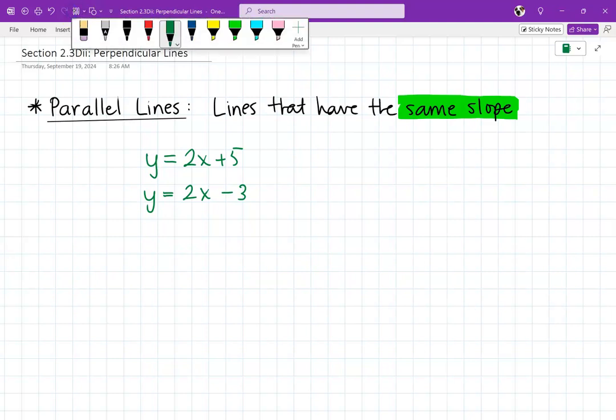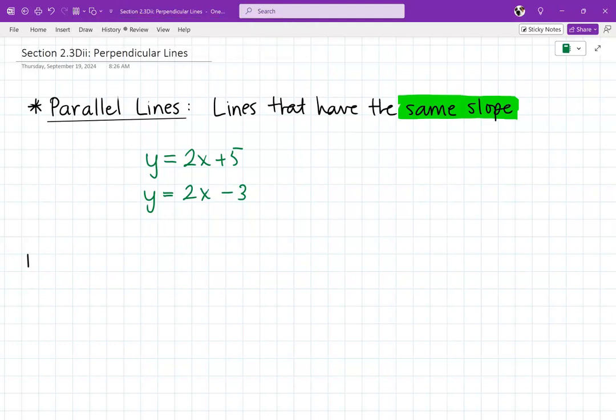Now, we are doing that today in a sense, because your homework is now going to say, are they parallel, perpendicular, or neither? So they're going to give you some lines that may not be perpendicular, but might be parallel, so you have to write that out. But today we're going to talk about perpendicular lines.